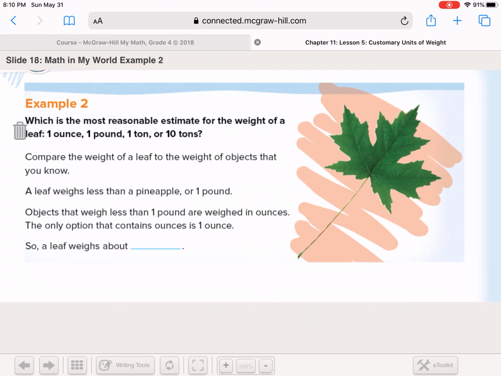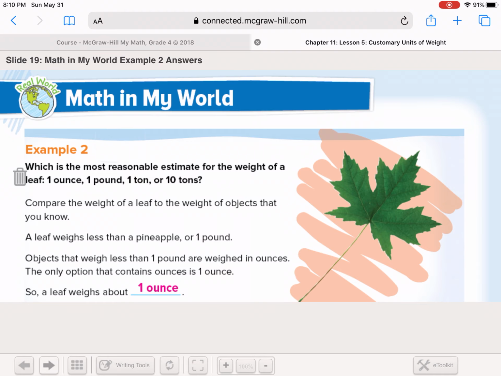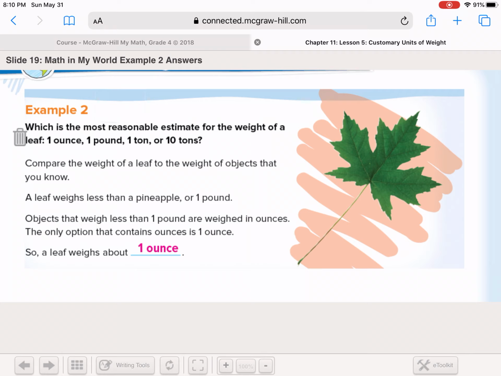All right. So we have a leaf, right? So it says, which is the most reasonable estimate for the weight of a leaf? 1 ounce, 1 pound, 1 ton, or 10 tons? Well, obviously, a leaf weighs very little, so it would be weighed in ounces, okay? So it says a leaf weighs less than a pineapple or 1 pound. So think about a pineapple. That's about one pound. Maybe, yeah, it's about 1 to 2 pounds.